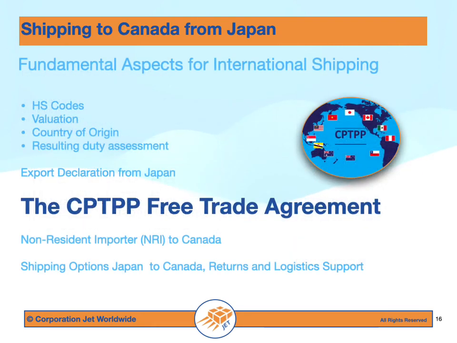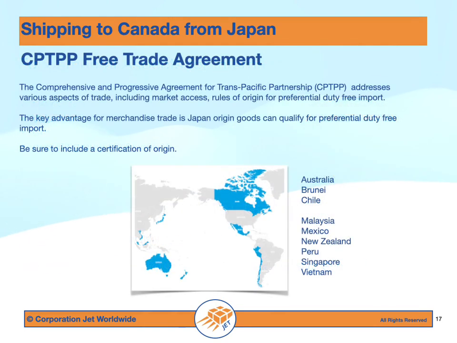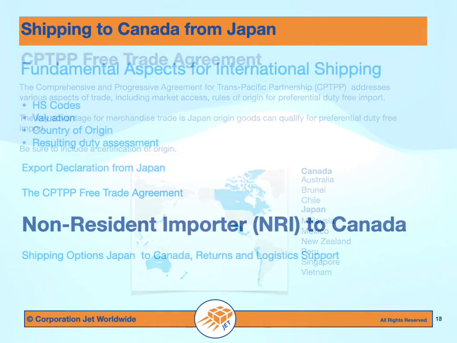The CPTPP Free Trade Agreement. The Comprehensive and Progressive Agreement for Trans-Pacific Partnership, or CPTPP, is a free trade agreement between 11 countries, including Canada and Japan. The key advantage for merchandise or goods is that Japanese origin goods can qualify for preferential duty-free import to Canada, and vice versa. Be sure to include a certification of origin if you're requesting duty-free import via this agreement.